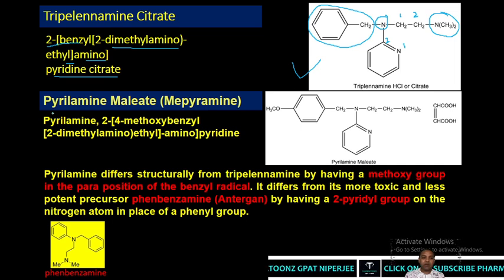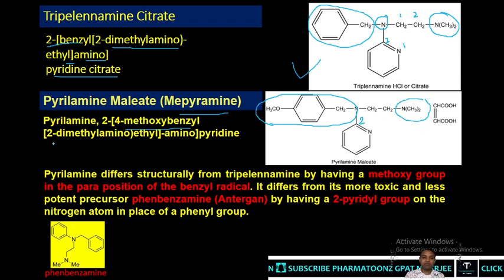In the same way, pyrilamine, which is also called mepyramine. Again, this is the second position. On the second position, a 4-methoxybenzyl group. So this is called a 4-methoxybenzyl group. Then again 2-dimethylaminoethyl, that means this ethyl chain. And finally aminopyridine. By this way you can give a nomenclature to the structures.